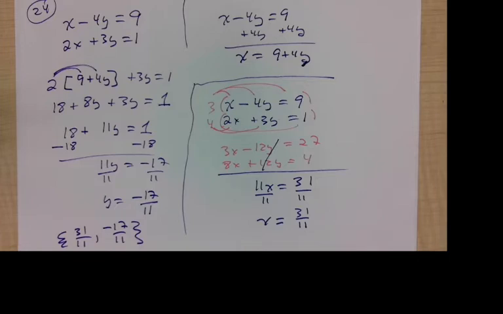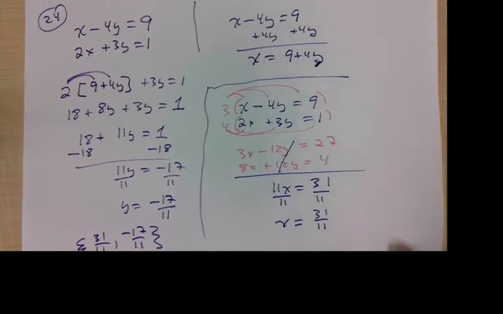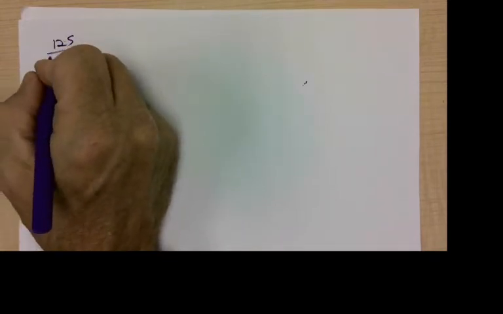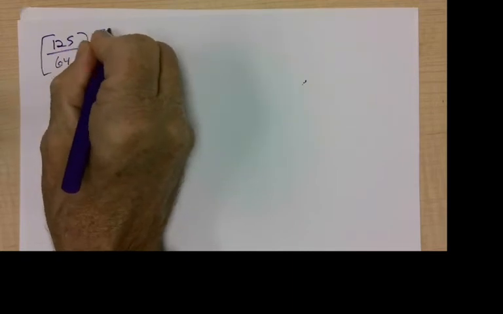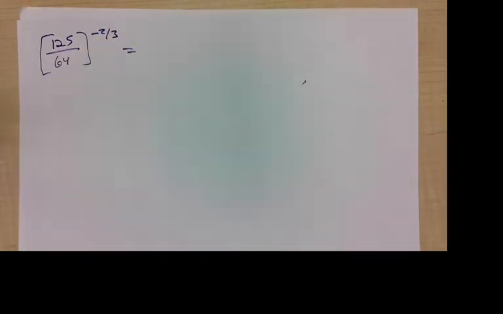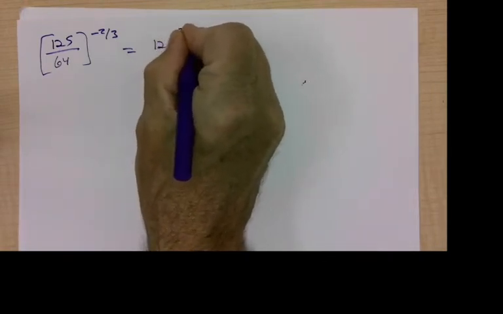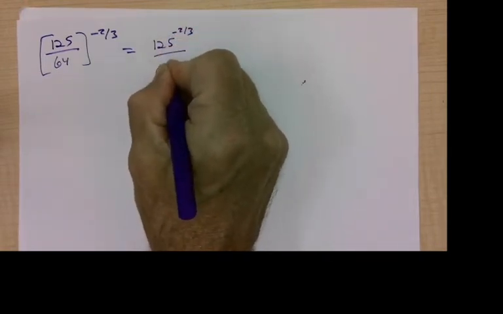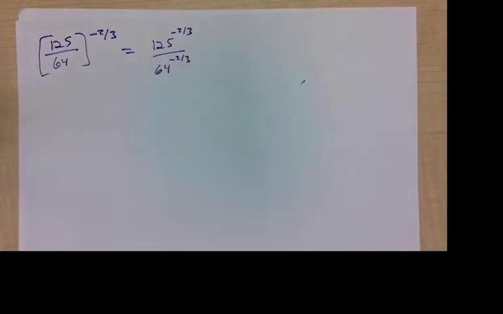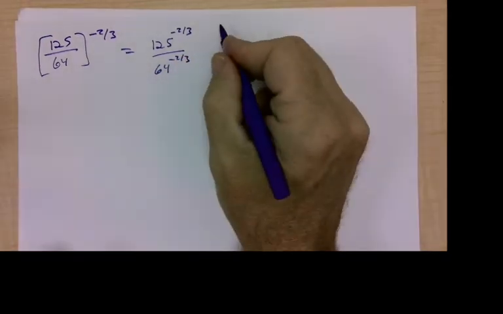Okay, our next problem is number 25. 125 over 64, to the negative 2/3 power. So let's quickly do that one. 125 over 64 to the negative 2/3. So what do I get? I get 125 to the negative 2/3 over 64 to the negative 2/3. So again, we're going to play the top and bottom game.